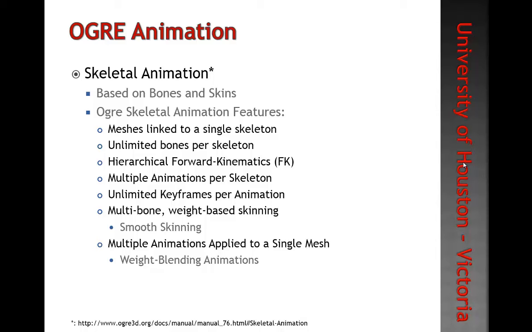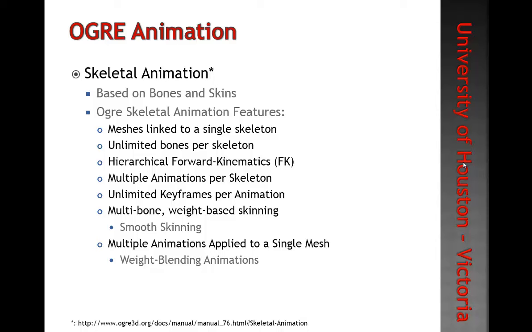There are many different grades of skeletal animation, and not all engines or 3D modeling software will support it, for that matter. But Ogre practically supports the following features as far as skeletal animation is concerned. Each mesh can be linked to a single skeleton. So basically, we will have a one-to-one mapping between the mesh and the skeleton that can control it. We may have an unlimited number of bones per skeleton, so you can have a skeleton with a very, very large number of bones associated with it.